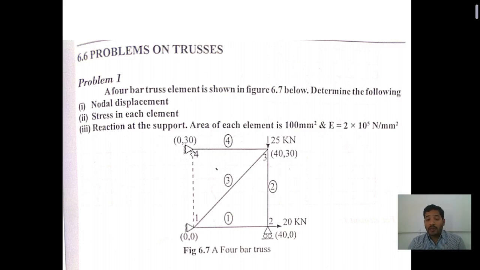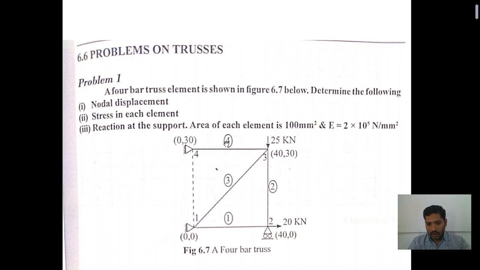And how many elements do we observe in the figure? If we join the first node to the second node, we form the first element. If we join the second node to the third node, we form the second element. If we join the third node to the first node, we form the third element. If we join the third node to the fourth node, we form the fourth element.